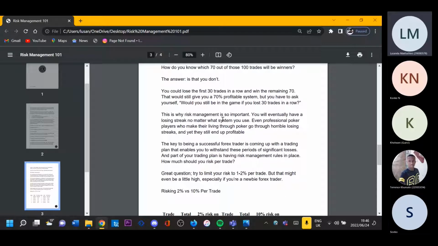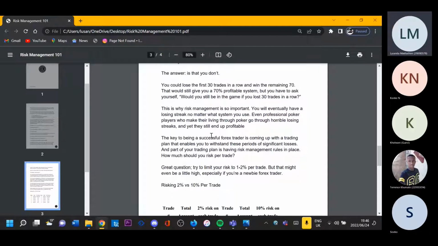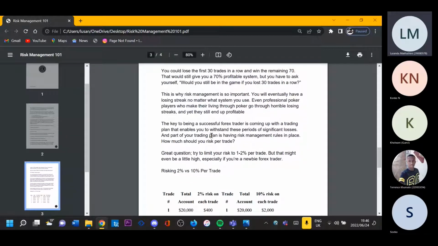But it's better to be missing moves than to be losing money. That's what I believe. A missed trade is better than a lost trade. So the key to being a successful trader is coming up with a trading plan that enables you to withstand periods of significant losses.